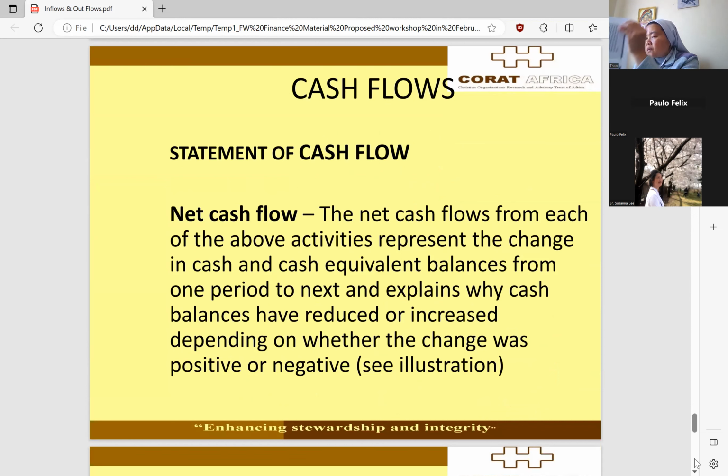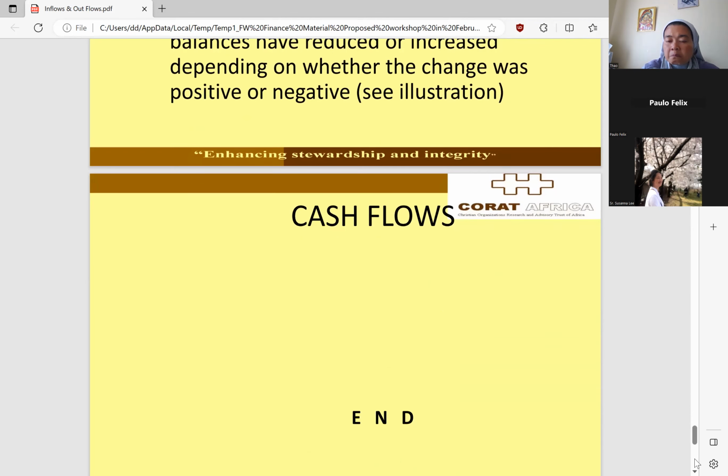Now, net cash flow. The net cash flow from each of the above activities represents the change in cash and cash equivalent balances from one period to the next, and explains why cash balances have reduced or increased, depending on whether the change was positive or negative. We shall also have some examples on this aspect.